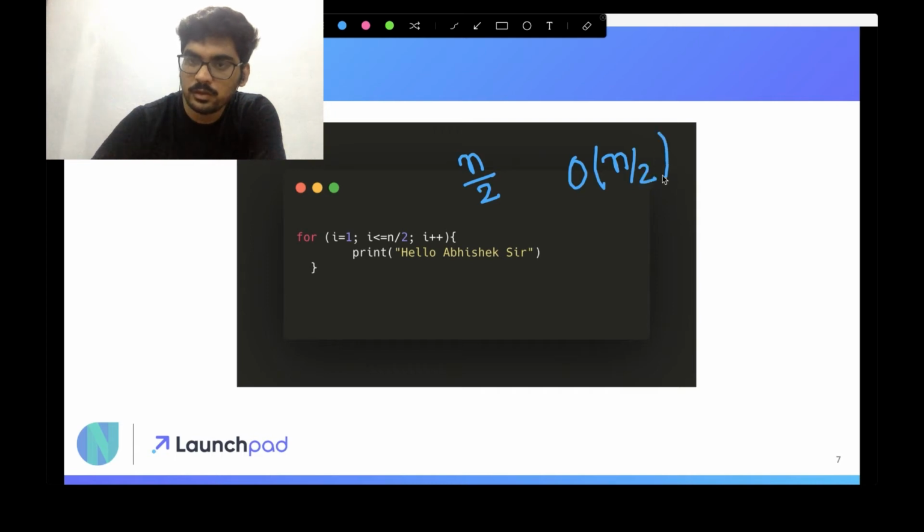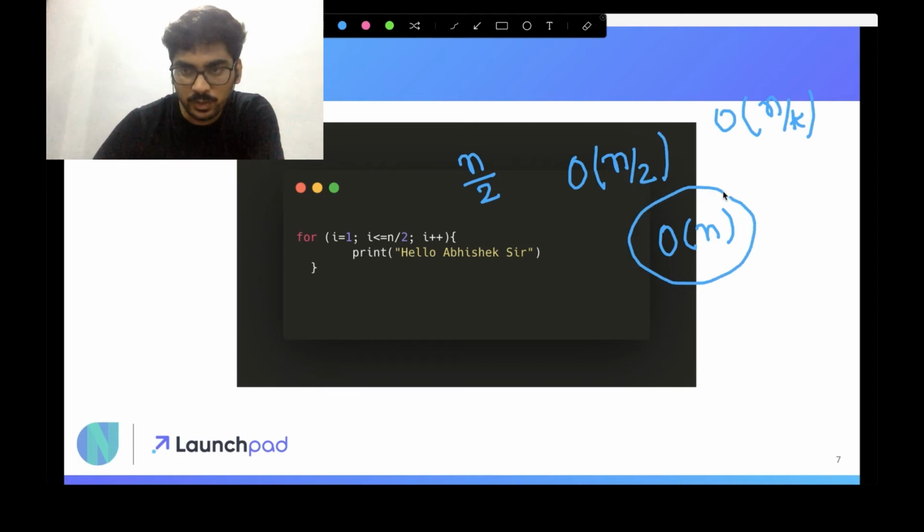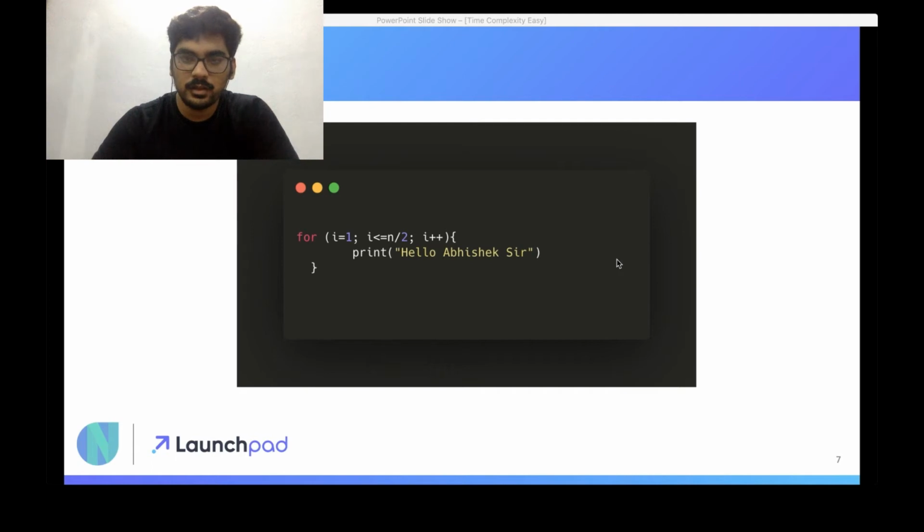Now we'll use the same rule. If anything is divided by a constant, the complexity remains O(n), we'll remove k, right? The complexity of the code will be O(n). Correct? Awesome. Let's go to the next one.